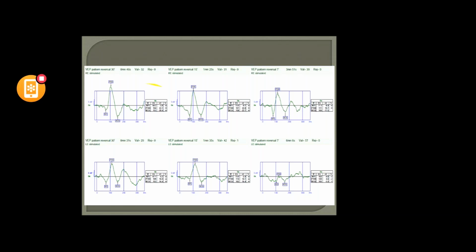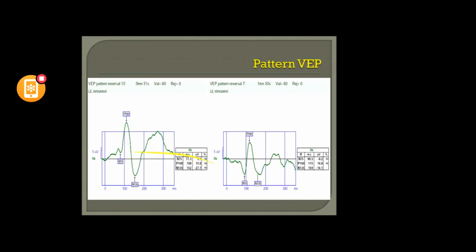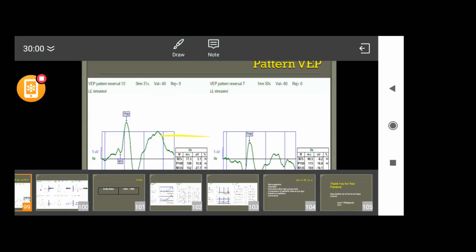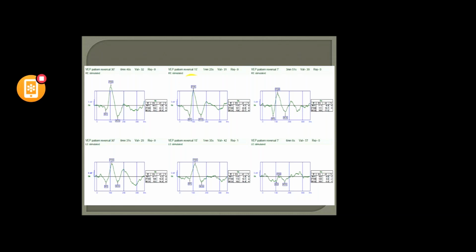If you cannot see these parameters, just look at the waveform. You see this waveform and this waveform at 30 minutes of arc are almost similar. One is around 19 and another is around 22. These all are within range. The normal range is around 16, 12, 17, 15, so this is within range. Now at 7 minutes of arc, you see it is 22, it is around 14, it is slightly reduced.